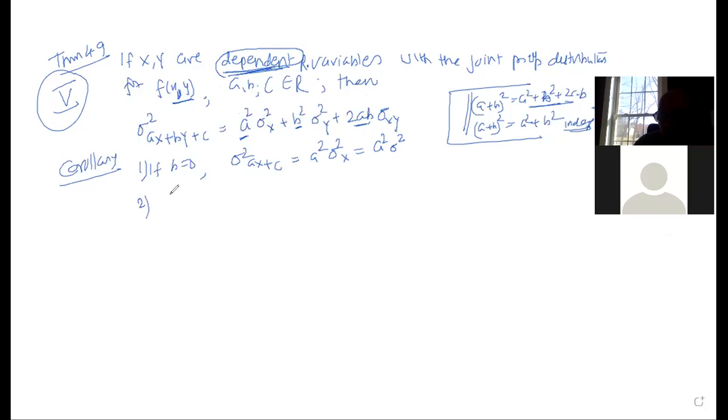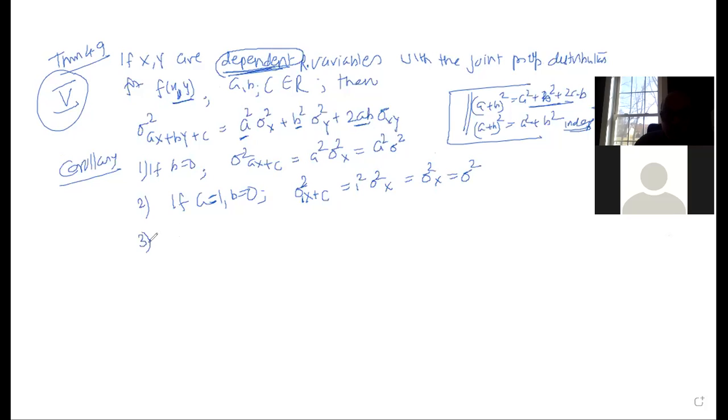The second corollary: suppose a is equal to 1 and b is equal to 0. In that case, what will happen? Sigma square of a equal to 1 gives simply x, b equal to 0 so no need to write, plus c. That would be written as 1 square sigma square x. For sigma c, we don't write anything, and 1 square is simply 1. So you can write sigma square x, or in short, just sigma square.